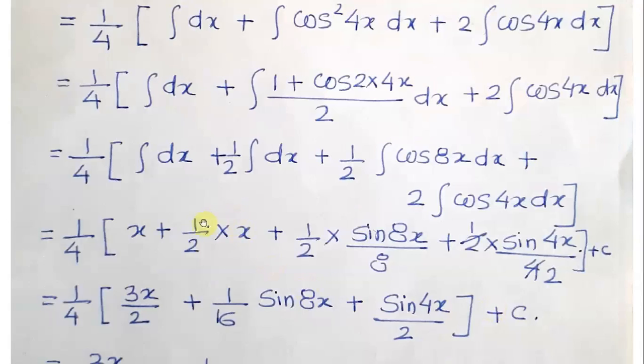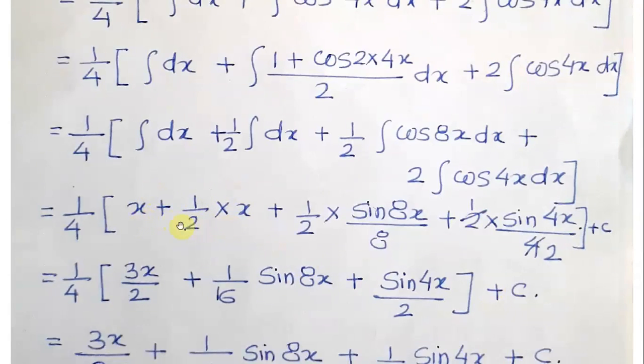For example, x upon 2 and x, you can add them. If you take the x common, remaining in the bracket is 1 plus 1 by 2, and 1 plus 1 by 2 is equal to 3 by 2. So simply I have added them.